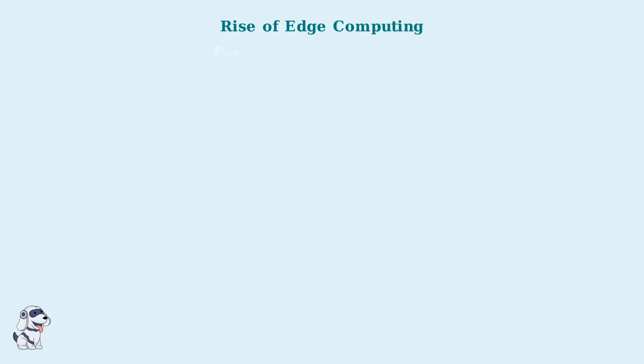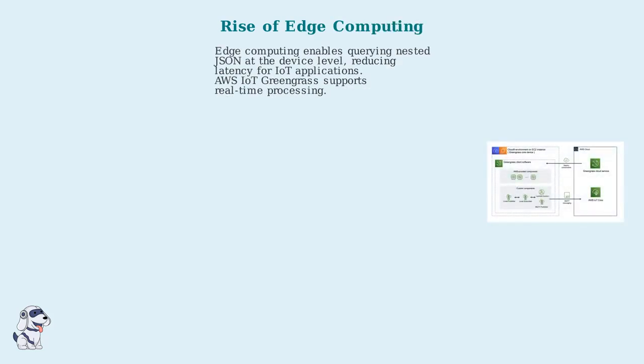With the surge in IoT data, edge computing is rising for querying nested JSON directly at the source. This approach reduces latency by processing data locally rather than sending it to the cloud. Platforms like AWS IoT Greengrass enable real-time querying and analysis of nested structures in IoT environments.